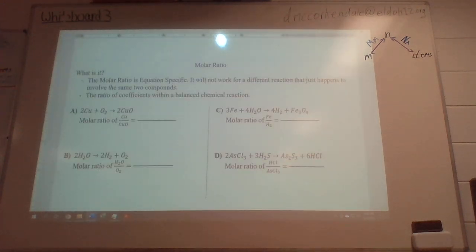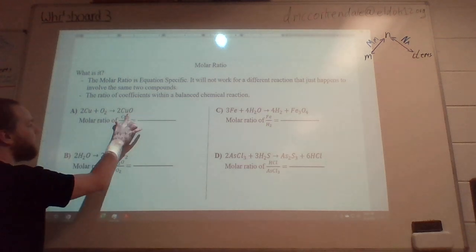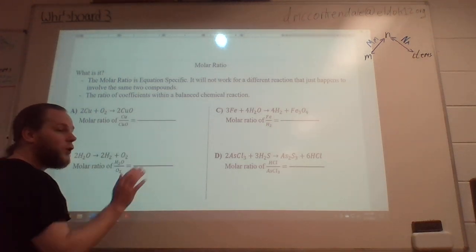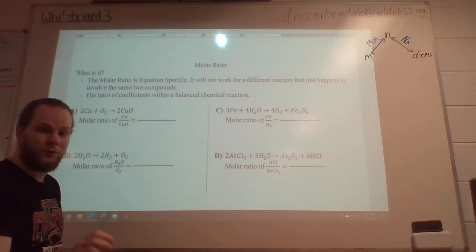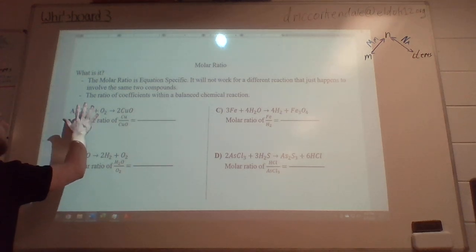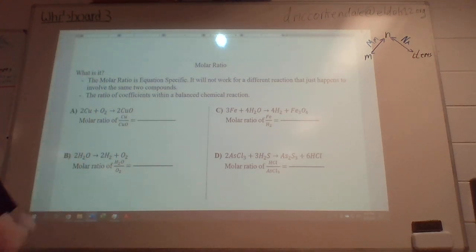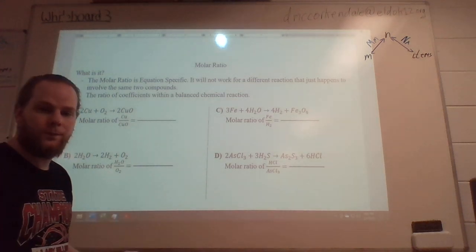All right, here are 4 practice problems, and each one has a given equation which is already balanced. The balanced part is important, so these are balanced. Okay, so let's look at, well, first let's do this. So the molar ratio is equation specific. It is unique for every equation.